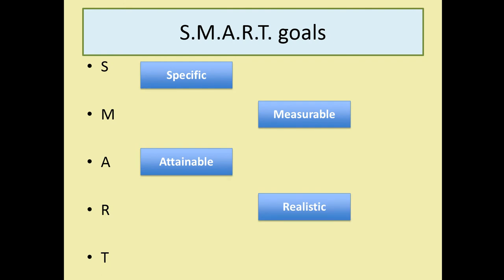Realistic sounds like the same thing, but realistic has to do with a little bit more personal reflection. The question you ask with a goal being realistic is, am I willing or able to try to achieve this goal? An example I like to think of is, what if I set a goal to eat broccoli every day? Now that's attainable. I could certainly go get some broccoli and eat it every day, but I don't like broccoli. So it's not realistic that I'm actually going to stick to it and do this goal.